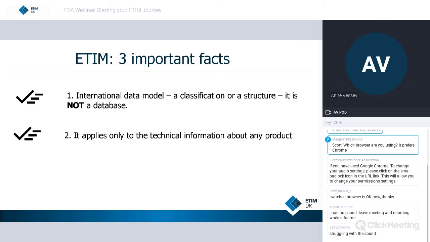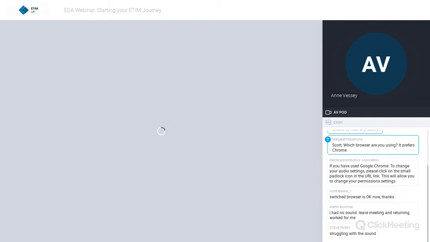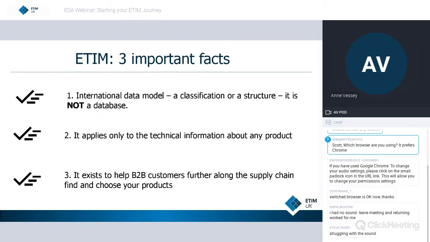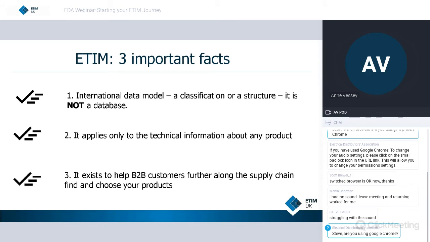ETIM applies only to the technical information about any product. It isn't to do with the marketing information. It's not to do with the pricing. It is only the technical information. I'll illustrate that in a couple of slides. And the third important point is that it exists to help B2B, business-to-business customers further along the supply chain find and choose your products.